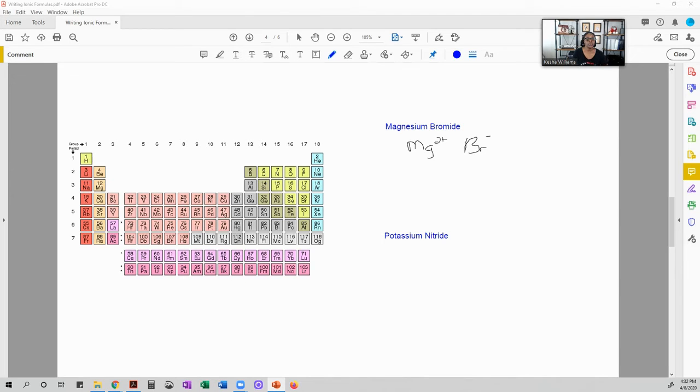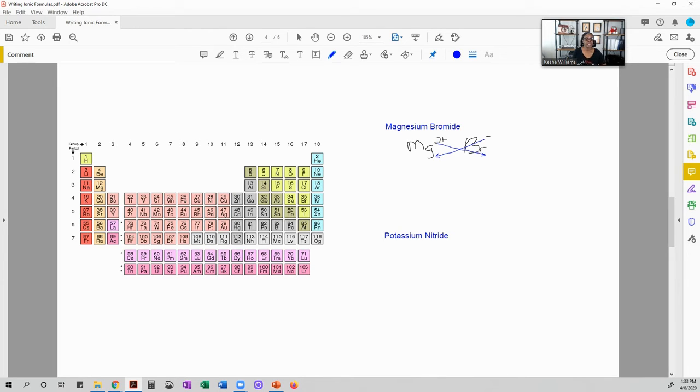So in order to balance this out, what we can do is something called a drop swap or crisscross. We will take the charge number, not the plus, but the charge number of one, and make that the subscript of the other one. So the 2 of the magnesium would then become the subscript for the bromide. Now, whenever we see just a sign, either just a negative or just a positive, then we know that that is a 1. So we'll take this 1 and it becomes the subscript for magnesium.